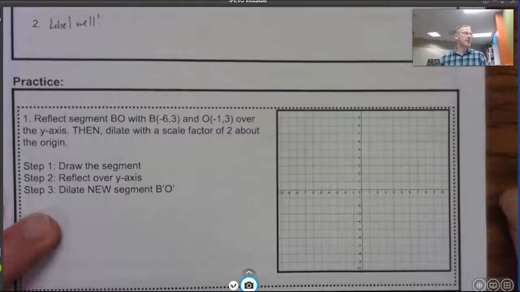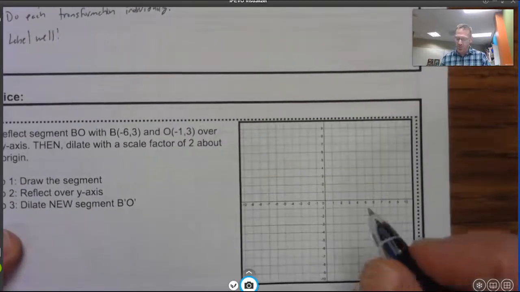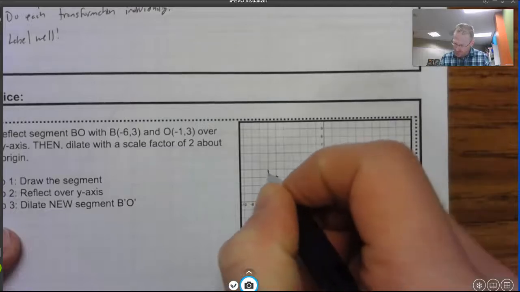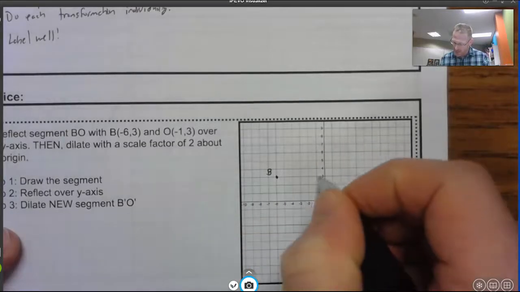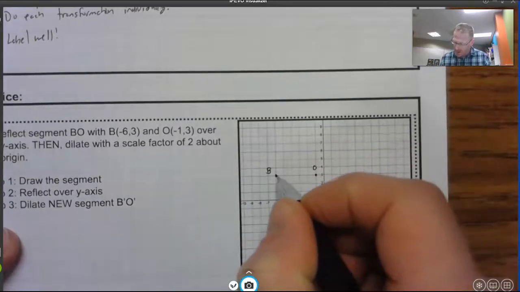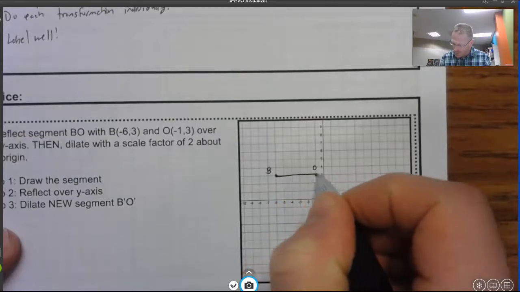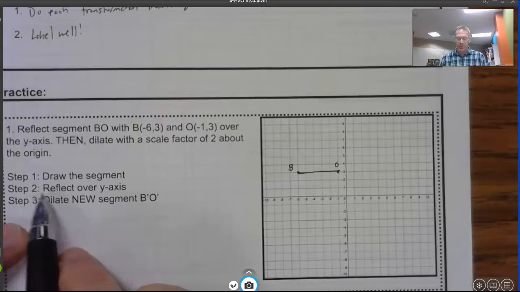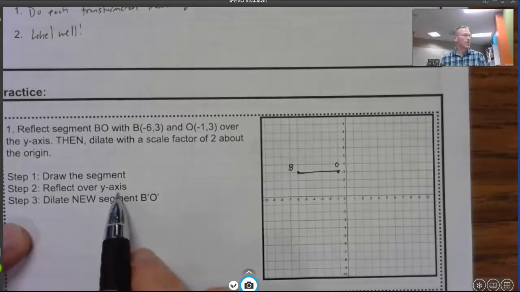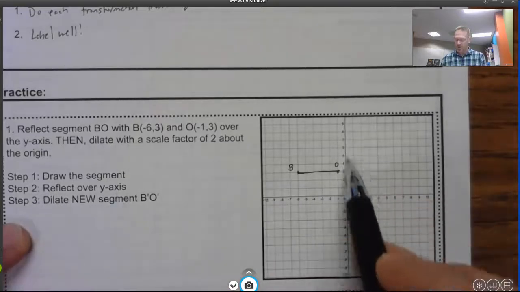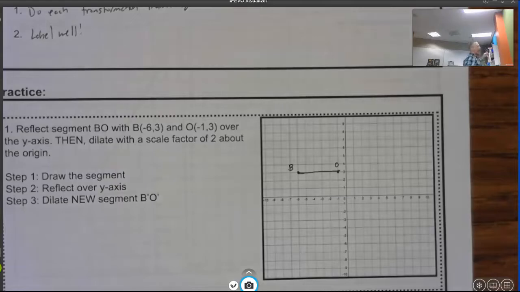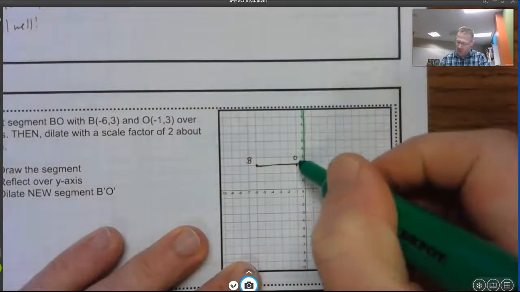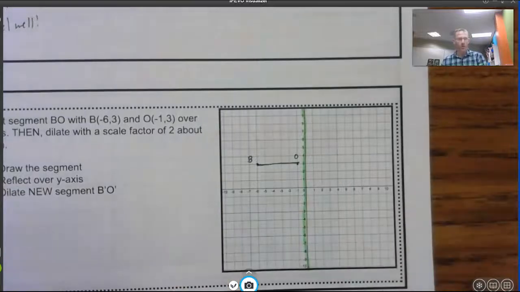So we want to reflect segment BO, all right, so B is -6, 3 right here, and O is -1, 3 right here. So there's our segment BO, all right. Okay, so now notice the first thing I want us to do. So step 2, we want to reflect over the y-axis. All right, so here's my y-axis right here. Let me grab my highlighter. All right, so here we go. So there's the y-axis, right? So we want to reflect over that.